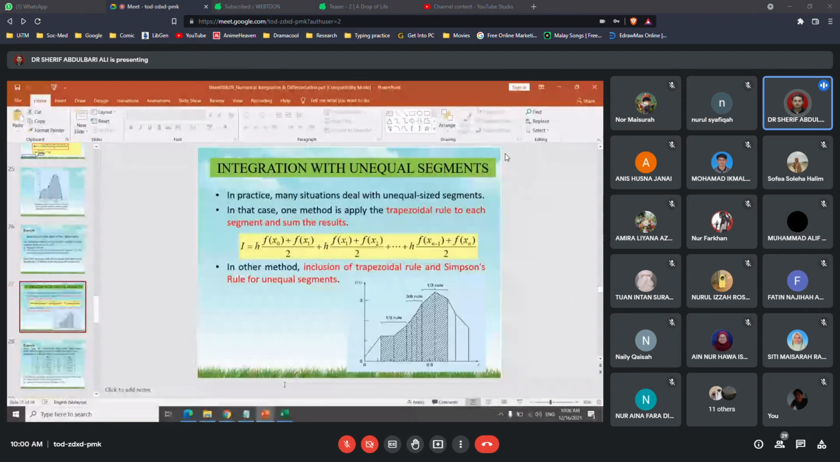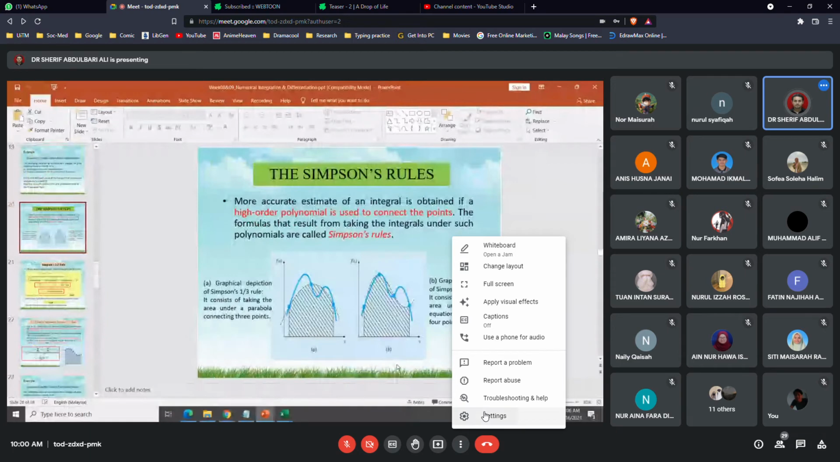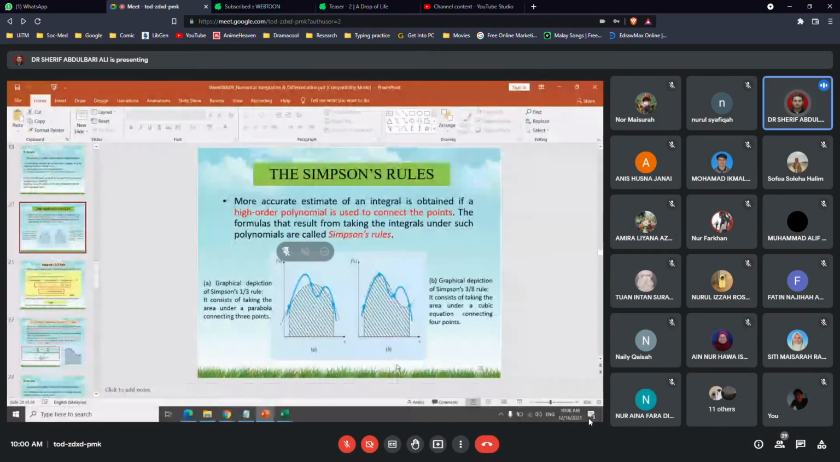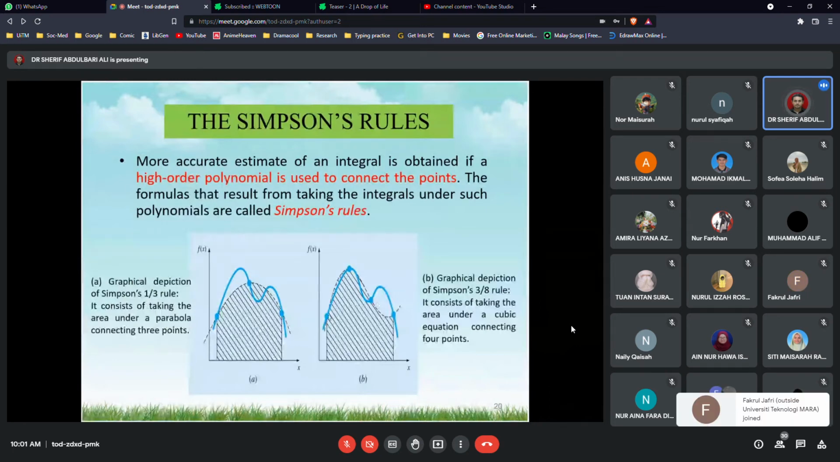And when we talk about Simpson's rules, we have two types: 1/3 and 3/8. Here is the difference between these two rules: the number of points and the number of segments. For 1/3, it needs 3 points. These 3 points will create 2 segments. 3/8 creates 3 segments coming from 4 points.